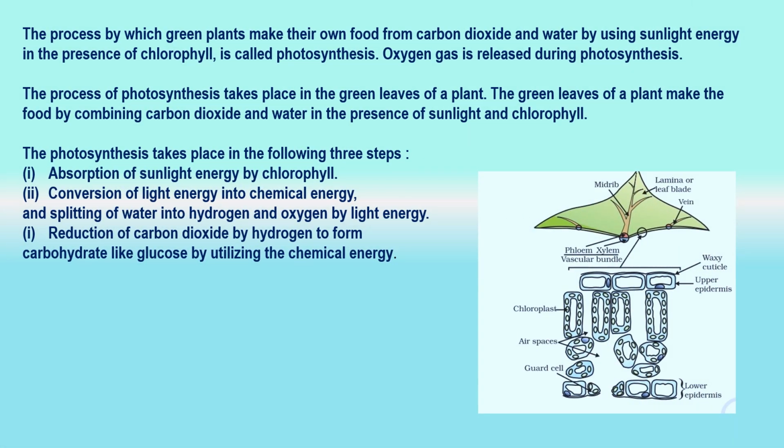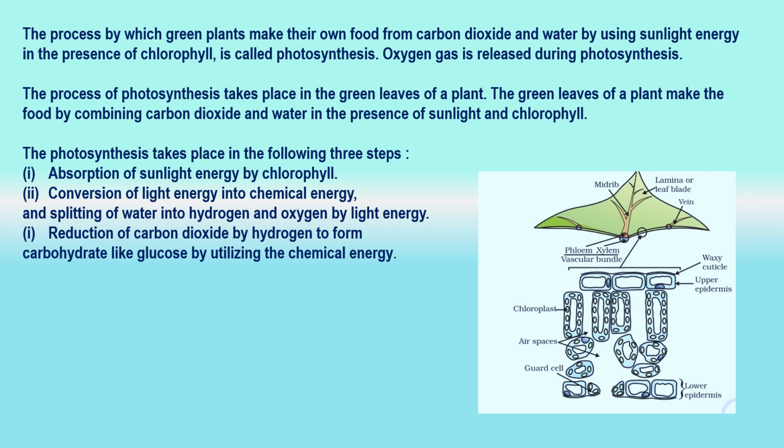The process by which green plants make their own food, like glucose, from carbon dioxide and water by using sunlight energy in the presence of chlorophyll, is called photosynthesis. Oxygen gas is released during photosynthesis. The process of photosynthesis takes place in the green leaves of a plant. The green leaves of a plant make the food by combining carbon dioxide and water in the presence of sunlight and chlorophyll. The carbon dioxide gas required for making food is taken by the plant leaves from the air.